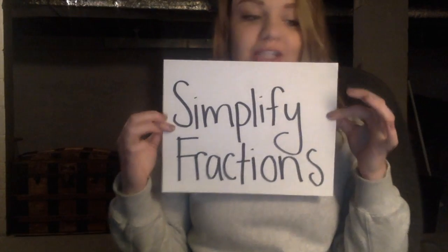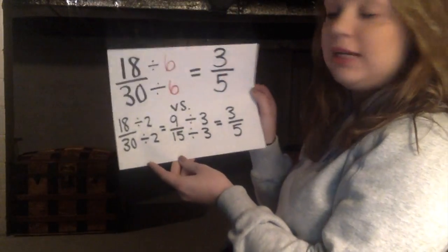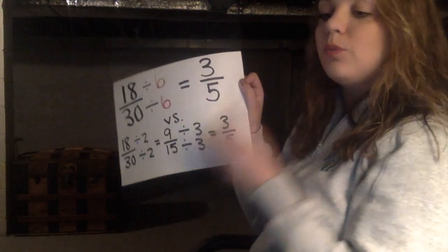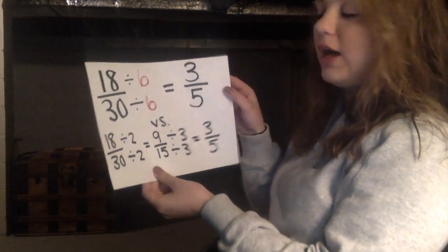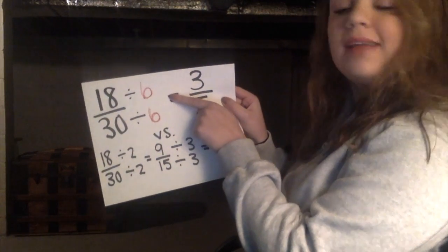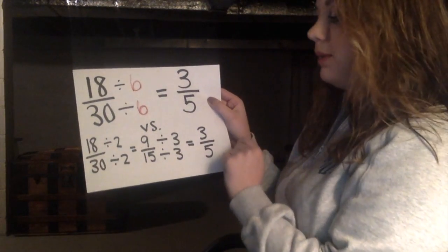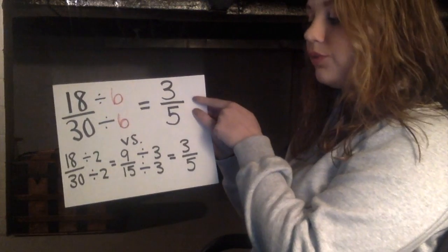And what do we use the GCF for? Simple enough, to simplify fractions. So we're going to take 18 over 30 as our fraction, and what the GCF allows us to do is find that we can divide by 6 as the greatest common factor, which will give us 3/5.